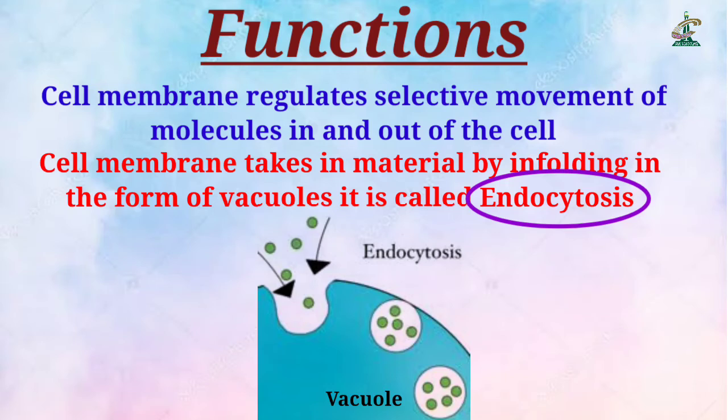Endocytosis. Endo means inside. Okay, is that clear? Number one function was that it regulates the selective movement of molecules in and out of the cell. Number two was that the cell membrane takes in material. How? By infolding in the form of vacuoles. What is this process called? Endocytosis. Okay, I hope now it's clear to you.